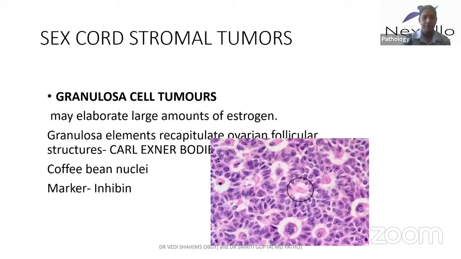Next slide, please. Now we come to sex cord stromal tumors. The first one is a granulosa cell tumor.